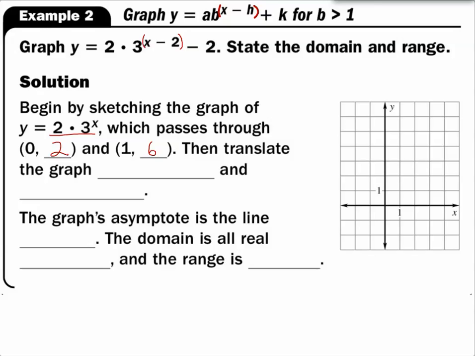So (0, 2) and (1, 6). Boom. And then we're supposed to make the graph, and that comes off the x-axis, through the points, and up to the right. Now this is nice. That's a nice graph. That is not the graph we're asking for, though. This is that simpler graph, y equals 2 times 3 to the x.